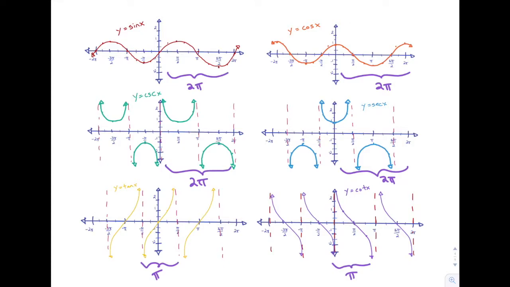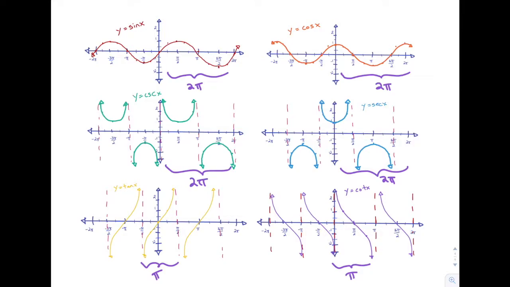For tangent and cotangent, since those both have period pi, if we move them pi units in either direction, we'll land on top of the graphs. This is what we mean by the periodic properties of the trigonometric functions, is that if we shift them a certain number of units in either direction, we'll end up on top of the original graph.